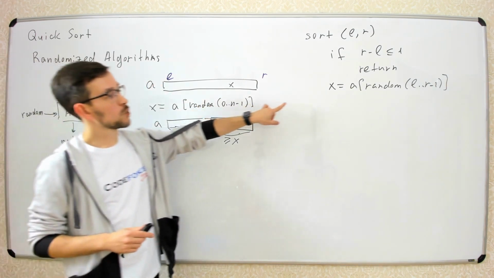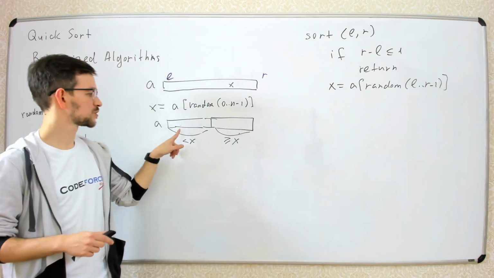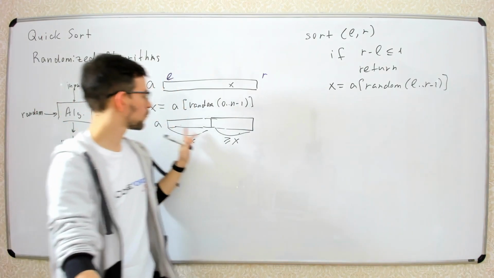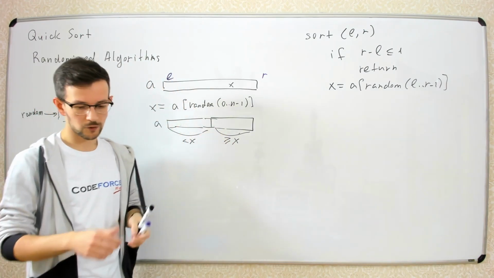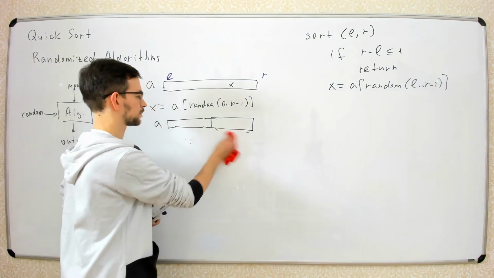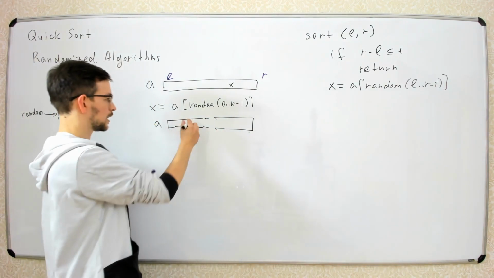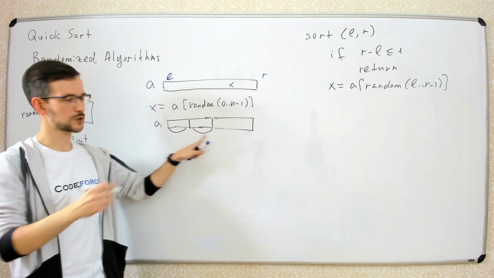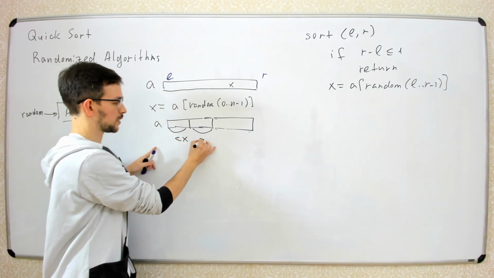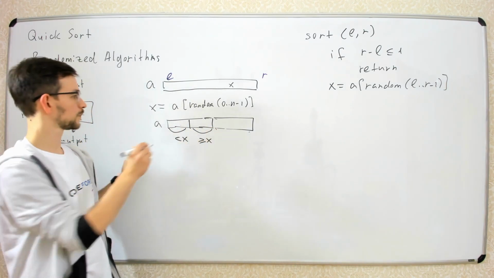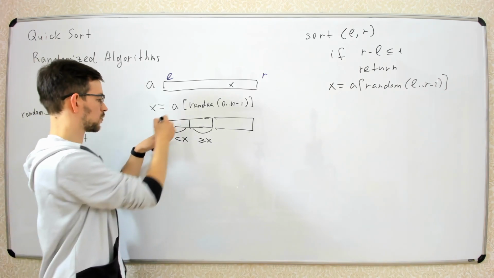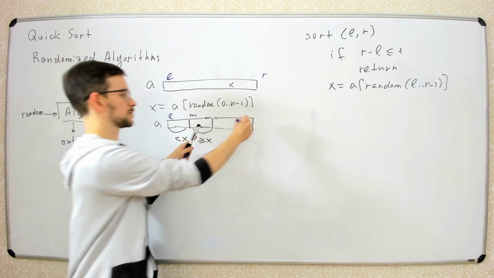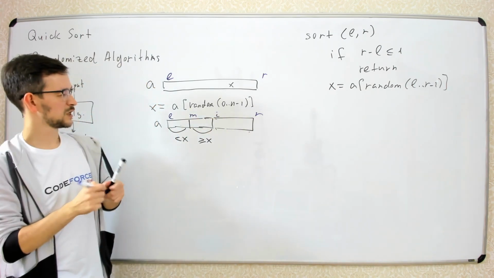Cool. So we pick the random element, and now we need to split the array into two parts. So how can we do it? We'll go from left to right and maintain the following property. Each time we'll split this prefix into two parts: these elements will be less than x, and these elements will be greater than x. So this will be from L to M, and this is R, this is I.